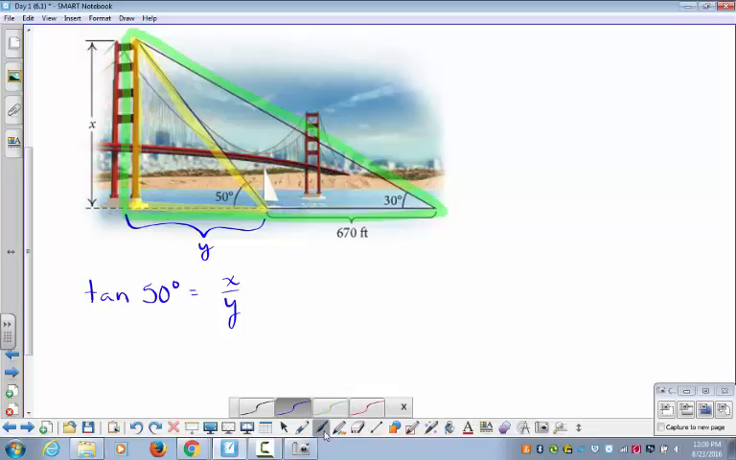Next, we look over here to the green triangle, and if we take the tangent of 30 degrees, similar type of thing, we'll do opposite over adjacent. So that's going to be opposite, which is x, and the adjacent is going to be this whole thing. So 670 plus y.